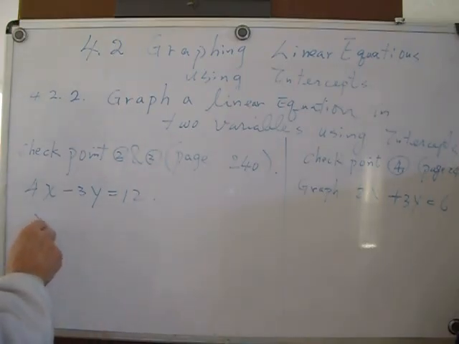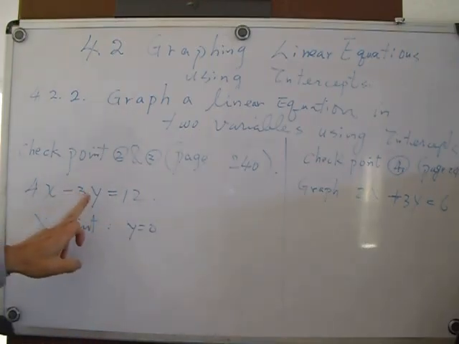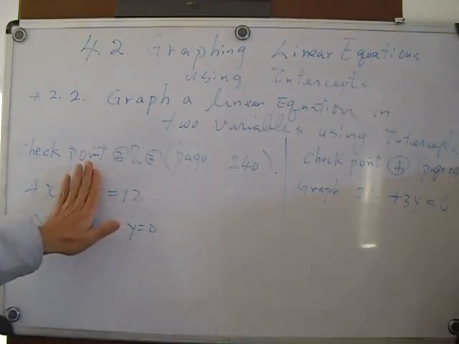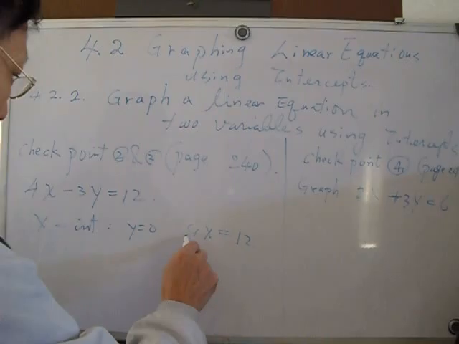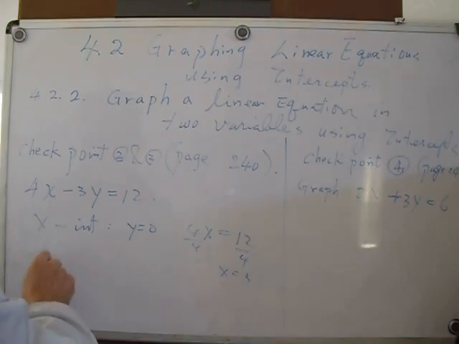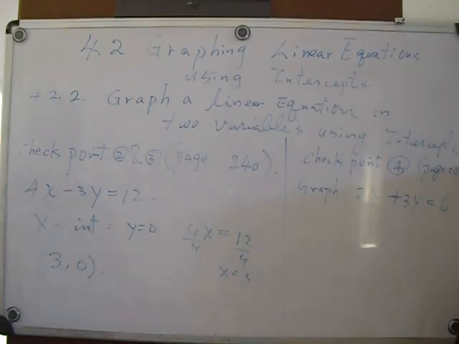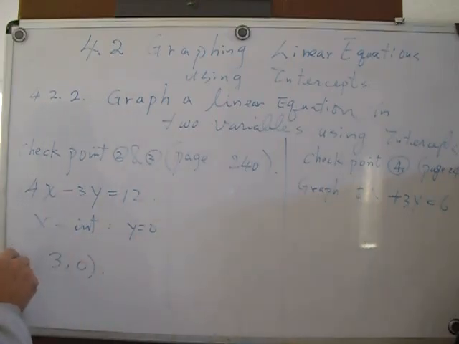By definition, the x-intercept means y equals 0. Y equals 0, so this term is 0 here. On your exam, you can just blank it out. 4x equals 12, divided by 4, you get x equals 3. That's your x-intercept. So the x-intercept is 3, with the y component 0. Now the y-intercept.